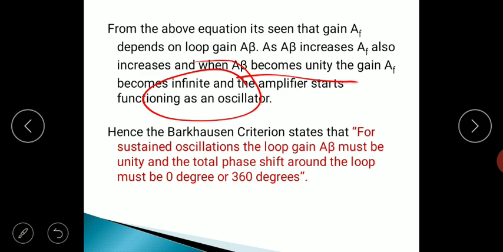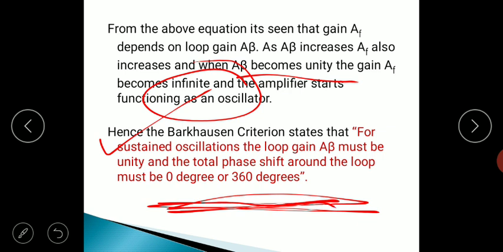But this is not the only sufficient condition. There has to be one more, because we can make this loop gain A beta equal to 1 in a negative feedback amplifier also. Hence, to get sustained oscillation, there has to be positive feedback and the loop gain A beta equal to 1. Hence, for sustained oscillation, the loop gain A beta must be unity, and the total phase shift around the loop must be 0 degree or 360 degree or multiples of 360 degree.